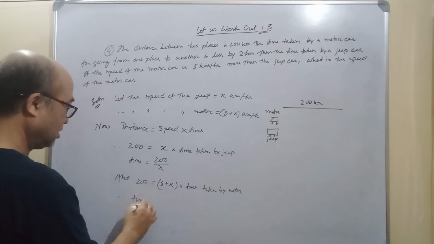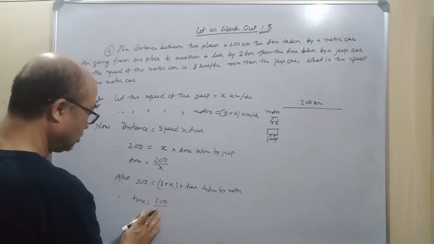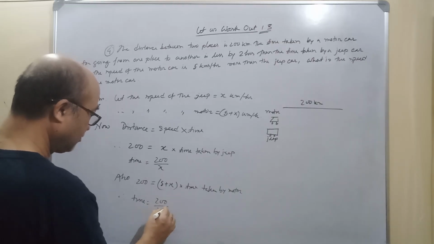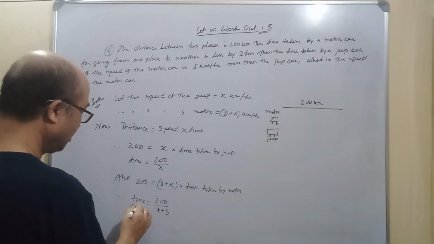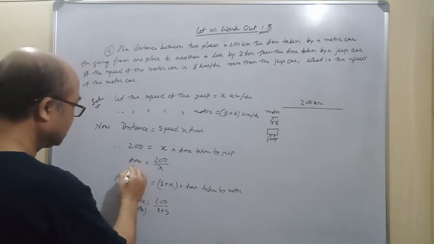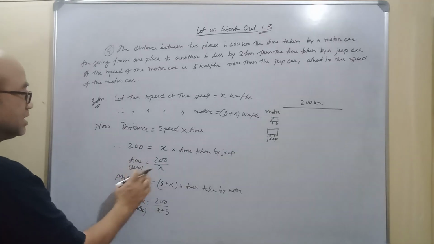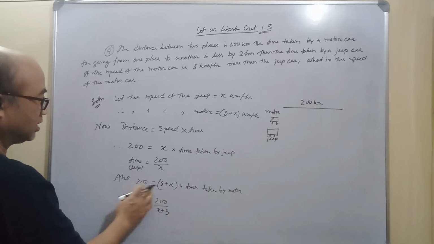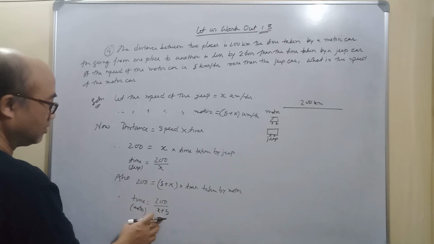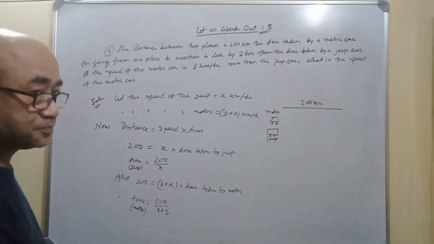Hence this is equal to 5 plus x or x plus 5, same thing. Time taken by jeep is 200 by x, time taken by motor is 200 by x plus 5. We take it to this side, so it becomes 200 by x plus 5. Okay, so we get two equations.